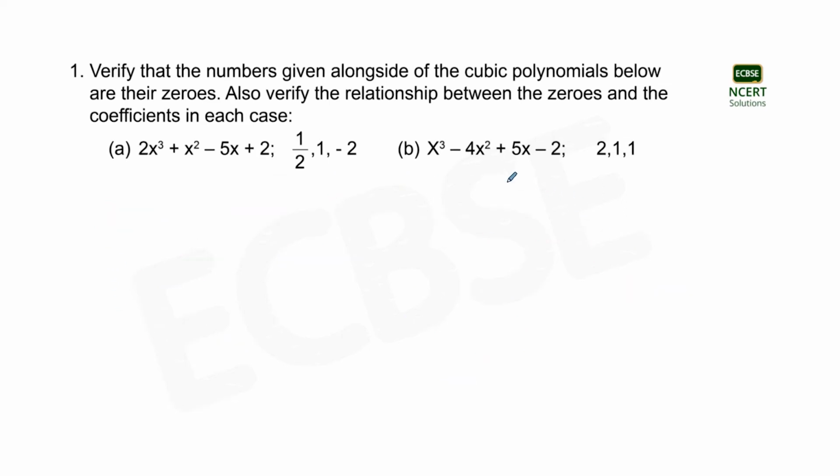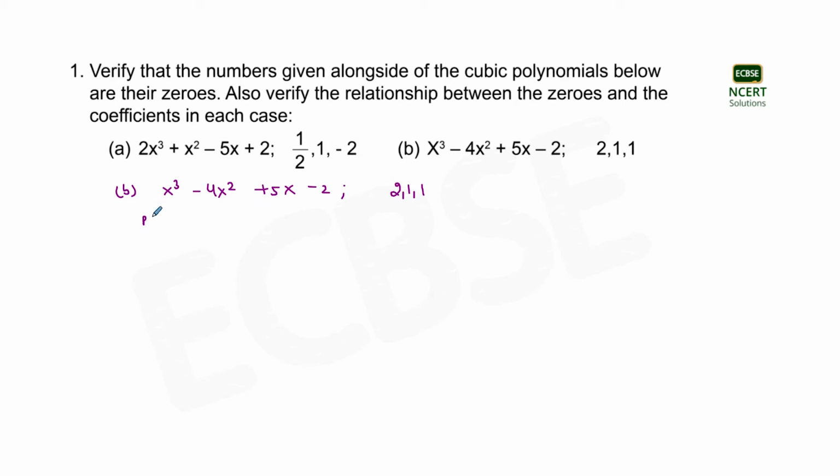Now coming to the b part of this question, here the polynomial provided is x cube minus 4x square plus 5x minus 2, and the three numbers being provided are 2, 1 and 1. So writing it over here, that is x cube minus 4x square plus 5x minus 2, and the three numbers being provided are 2, 1 and 1. In order to verify whether or not these are the zeros of this polynomial, we will substitute the numbers 2 and 1 in the polynomial one by one.